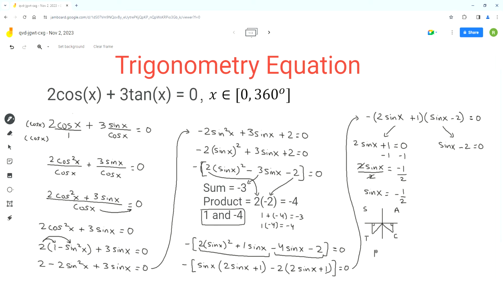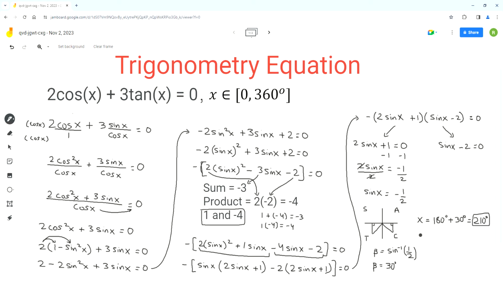The beta value, or the reference or the related acute angle value, will be inverse of sine of 1 over 2. So we ignore the negative sign for the reference angle or the related angle. So beta equals 30 degrees. So that means our first solution for x will be, in the third quadrant, we do 180 degrees plus 30 degrees, which is equal to 210 degrees. So this is our first solution.